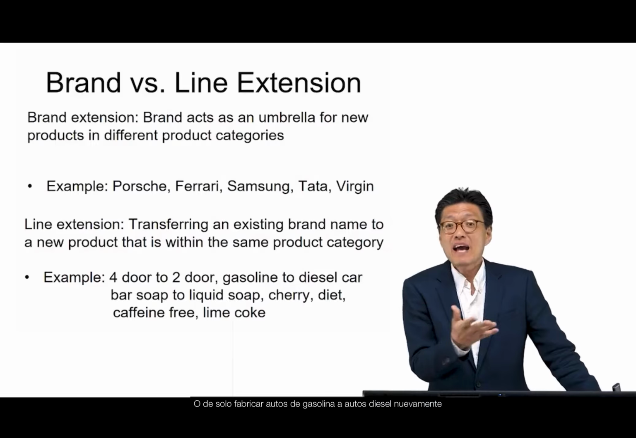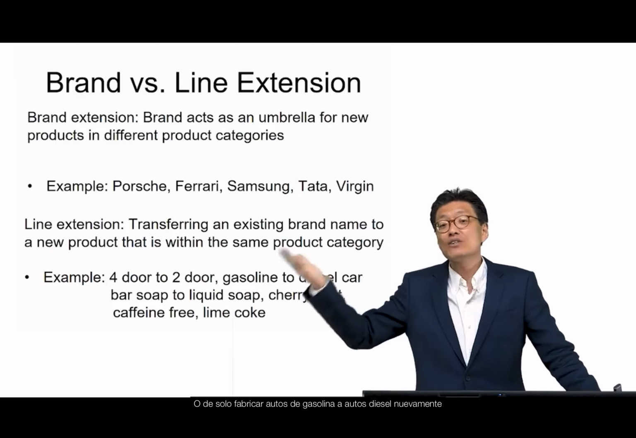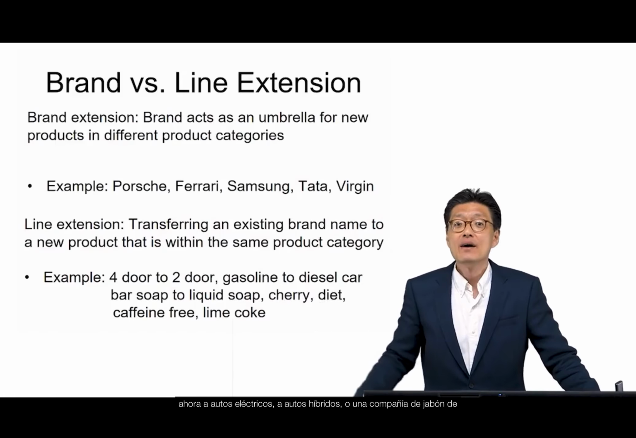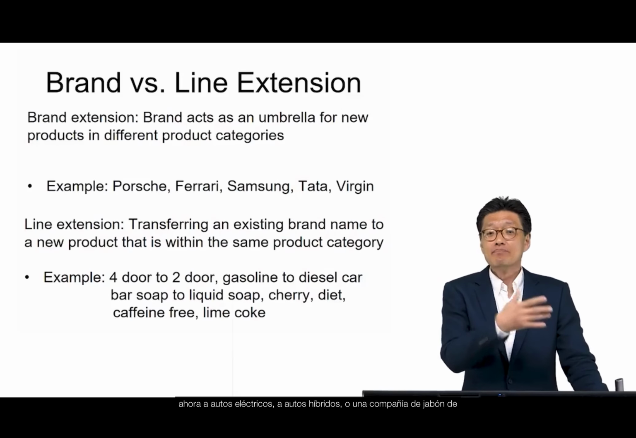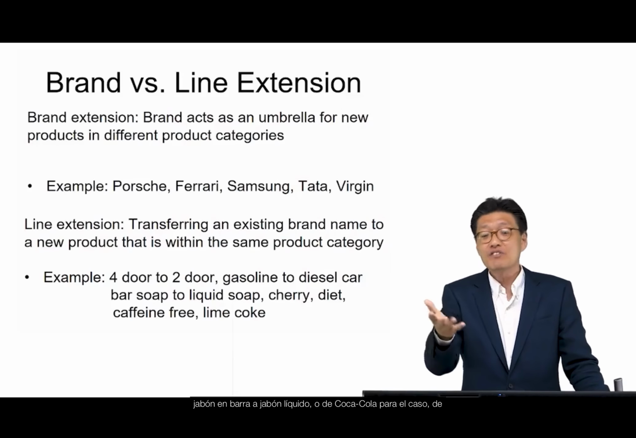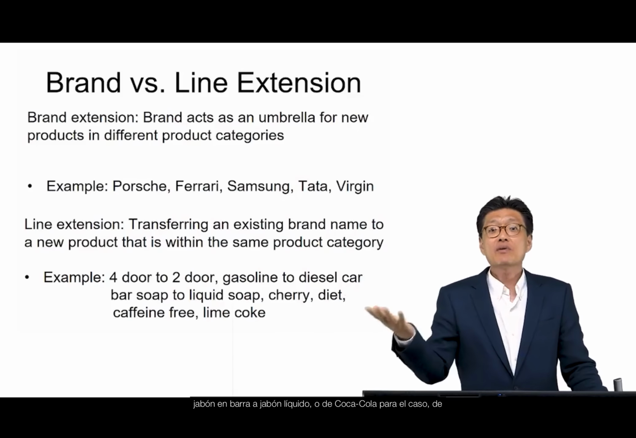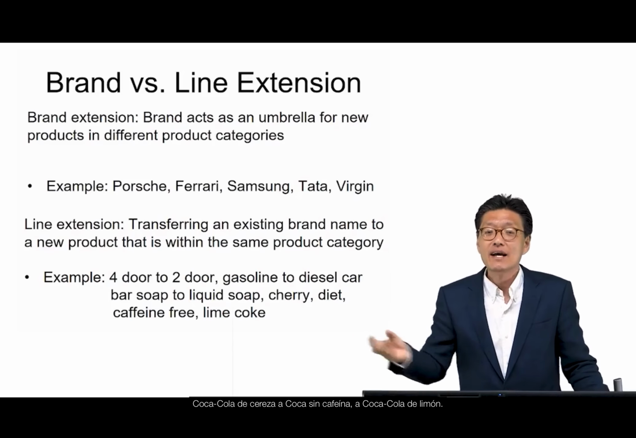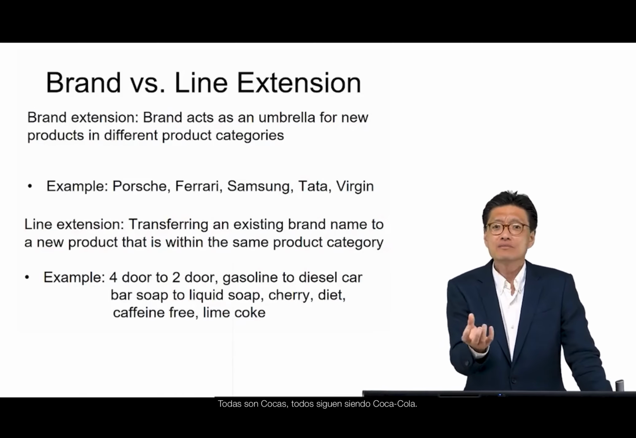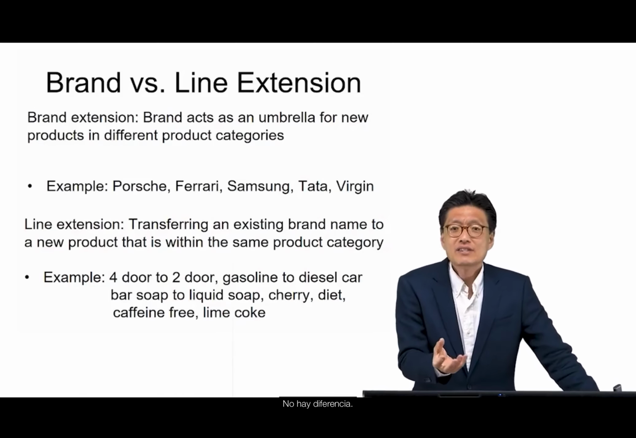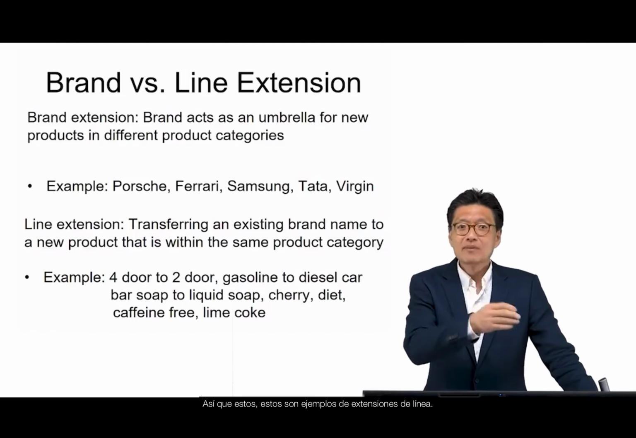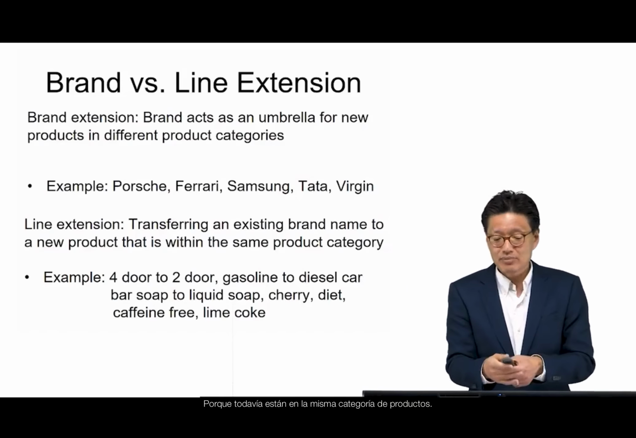Or from just manufacturing gasoline cars to diesel cars, and now to electric cars and hybrid cars, or a soap company from bar soap to liquid soap, or for Coke for that matter, from regular Coke to Diet Coke to cherry Coke to caffeine-free Coke to lime Coke. These are all Coke. They're all still Coke. There's no difference. It's just different flavors. So these are examples of line extensions. Why? Because they're still in the same product category.